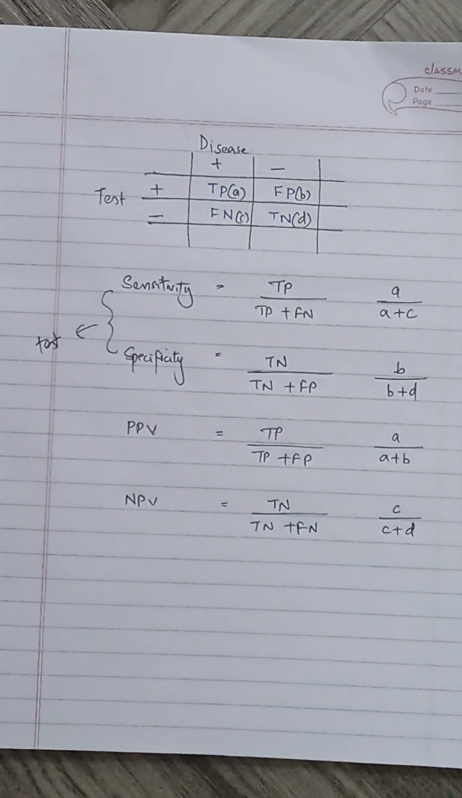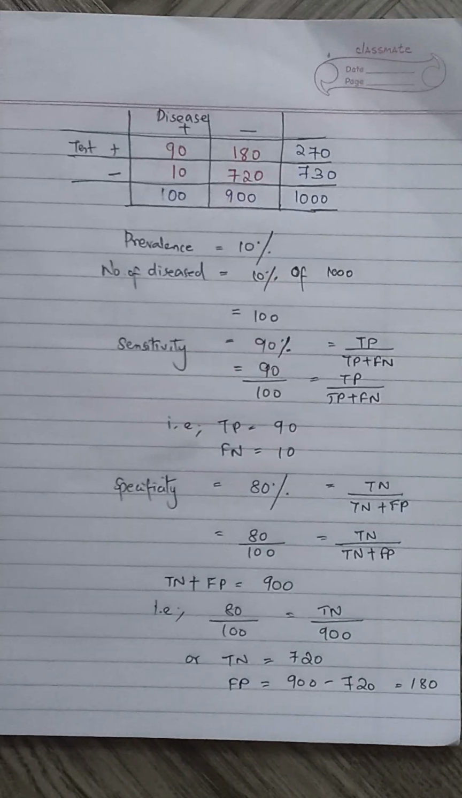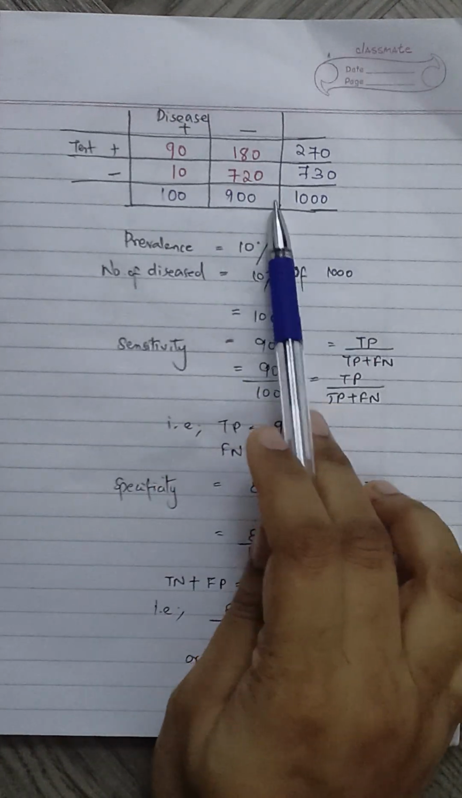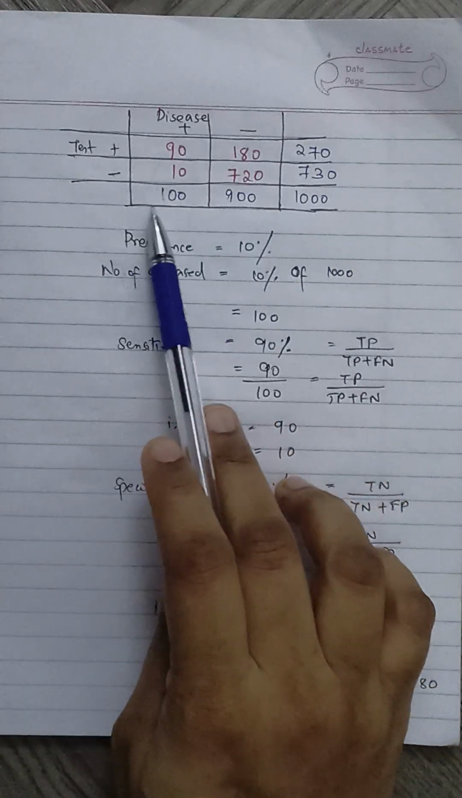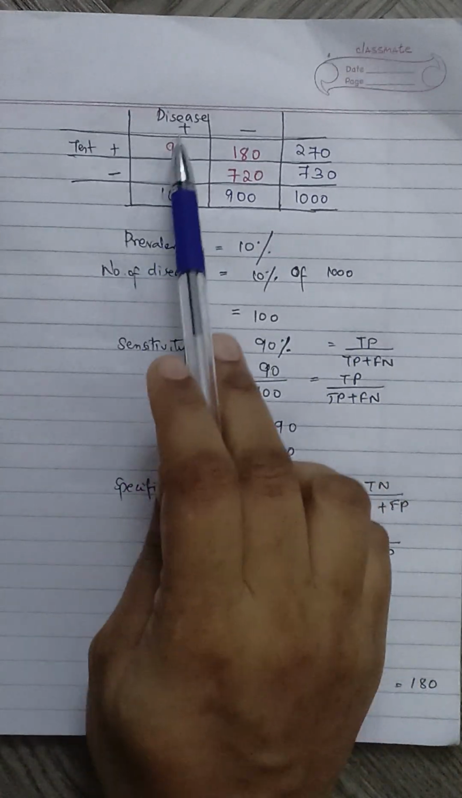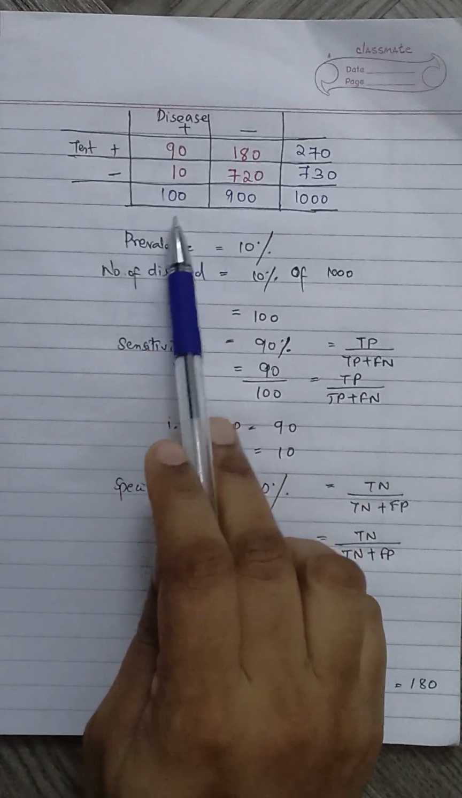Now we'll put the values given in the question into the table so that we understand it better. So from the data given in the question, we have filled this table. What is given in the question? The prevalence is 10%. That means out of the 1,000 population, 10% has the disease. That means the total number of diseased is going to be 100.